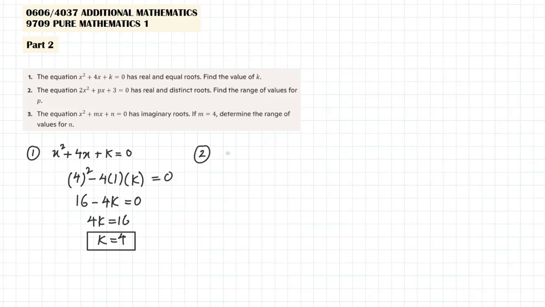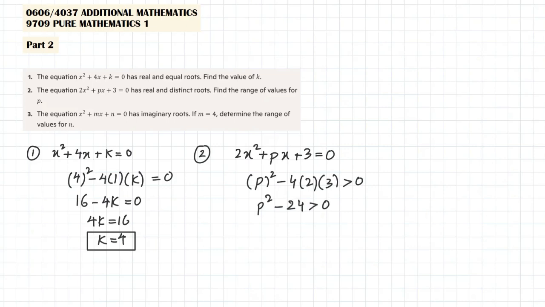Question 2. They're saying the equation 2x squared plus px plus 3 equals 0 has real and distinct roots. So we know that it's real and distinct roots. Find the range of values for p. So this time the value of the discriminant b squared minus 4ac will be greater than 0. So p squared minus, this is 8 3s are 24, and greater than 0. Oh, this looks like a quadratic inequality, right? So how do you solve it?